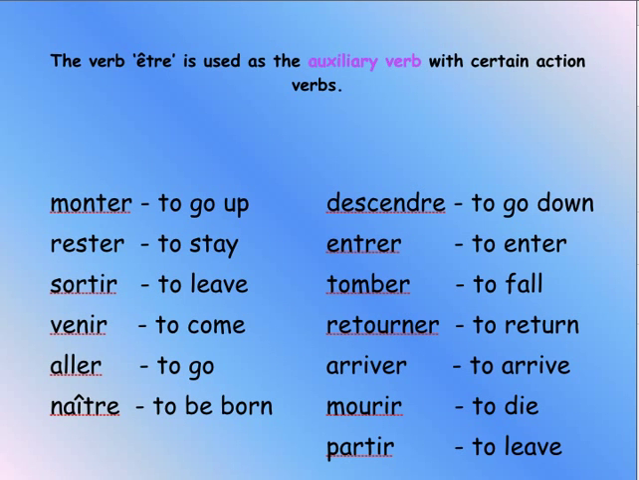Now, the verb être is used as the auxiliary verb with certain action verbs. Monter, to go up, literally like the English word to mount, to go up a mountain. Rester, to stay. Sortir, to leave. Venir, to come. Aller, to go. Naître, to be born. Descendre, to go down. Entrer, to enter. Tomber, to fall. Retourner, to return. Arriver, to arrive. Mourir, to die. Partir, to leave.